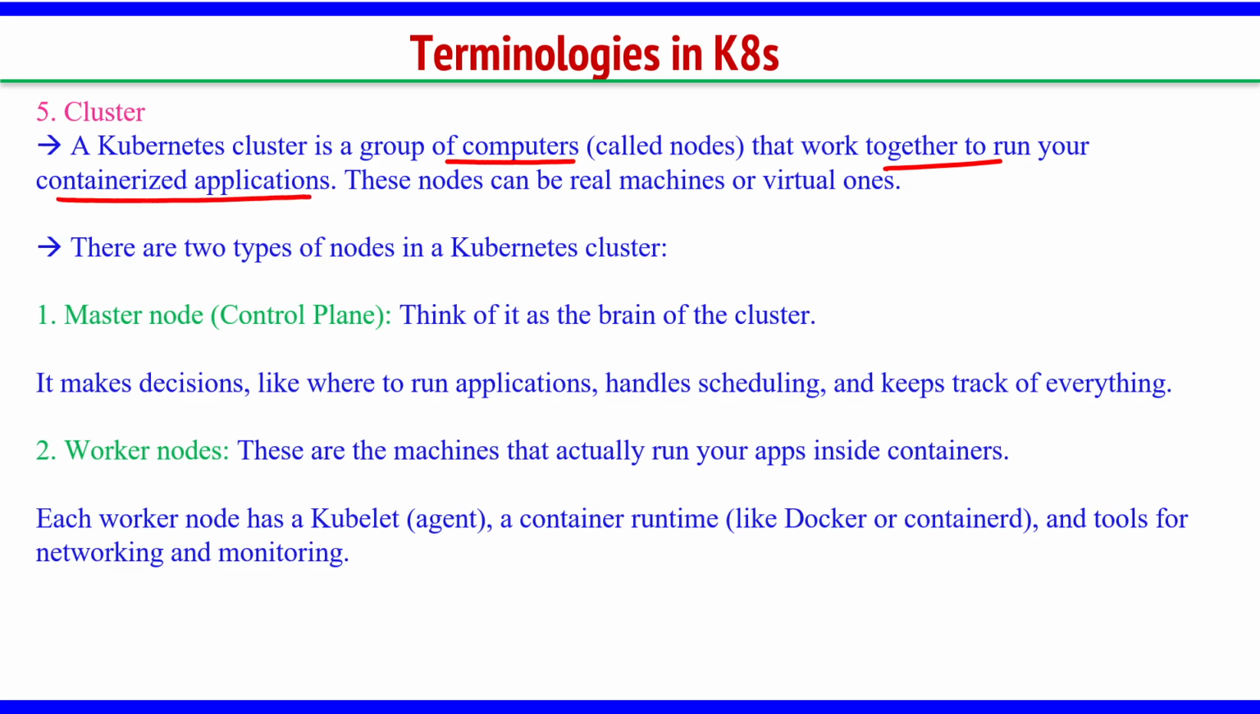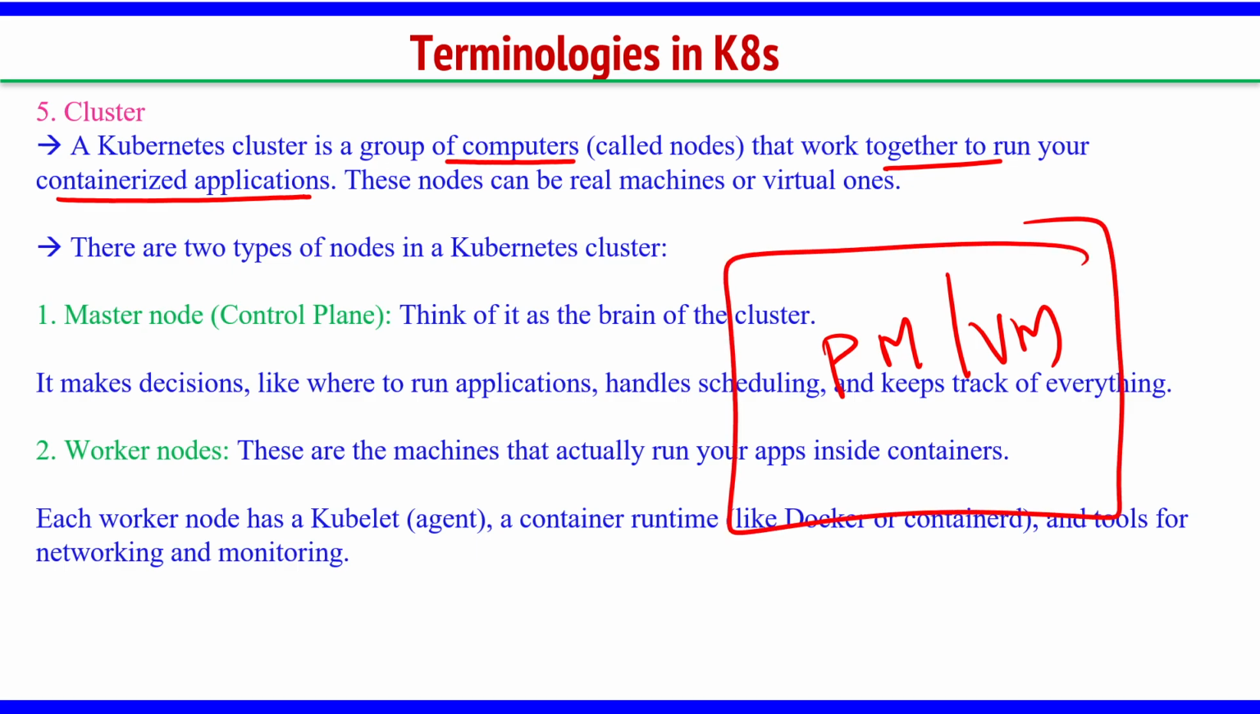So, where do you run your application? We need some physical machine, right? We need some physical machine or virtual machine. Only on those can our application run, right? A group of such physical or virtual machines together is called a cluster. Okay. So, this is the most important component of Kubernetes, right? So, the nodes can be either real or virtual ones.